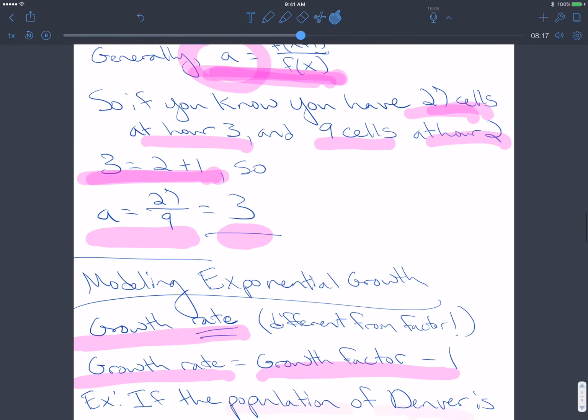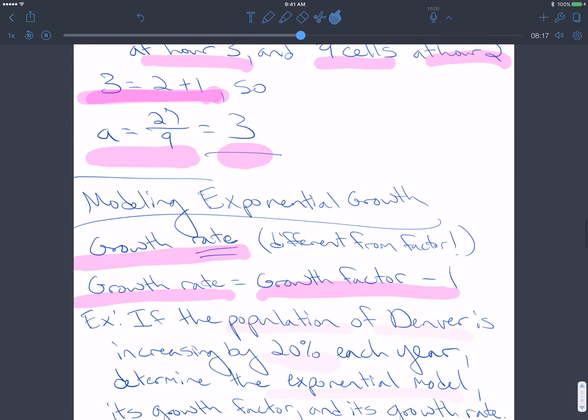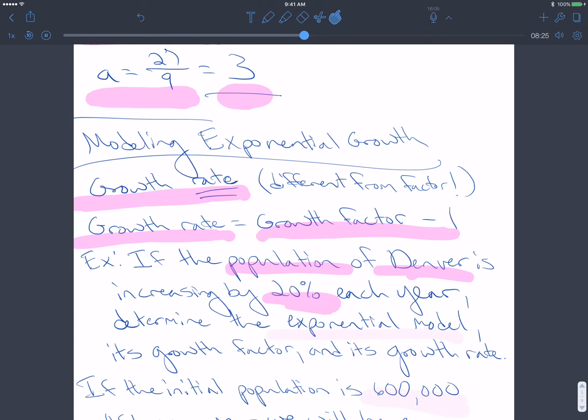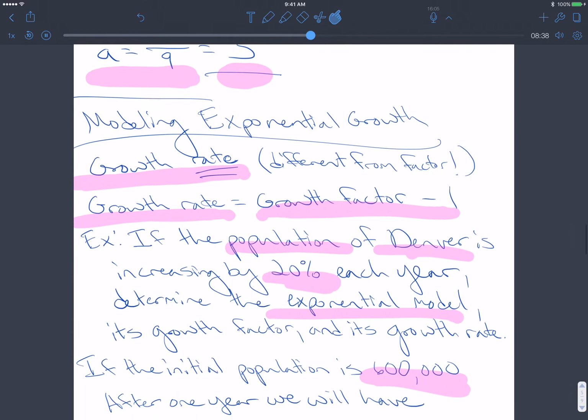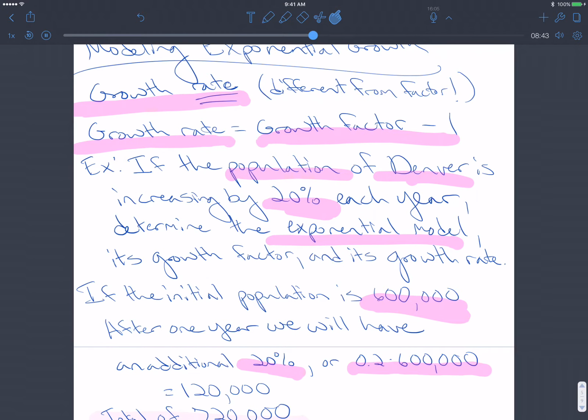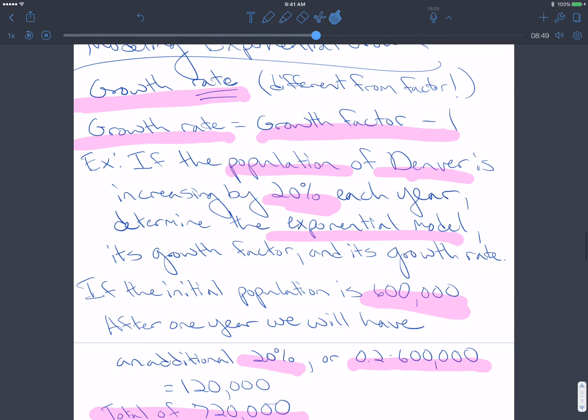Now, if we take a look at an example, so for example, if our population in Denver was increasing by 20% each year, determine the exponential model, its growth factor, and its growth rate. So first, we want to figure out the model. So if our initial population is 600,000, after 1 year we will have an additional 20%, which you find by multiplying 0.2 by that 600,000, right? That gets you 120,000 more people, and that makes it a total after 1 year of 720,000.